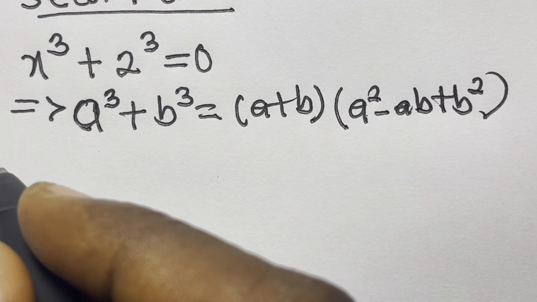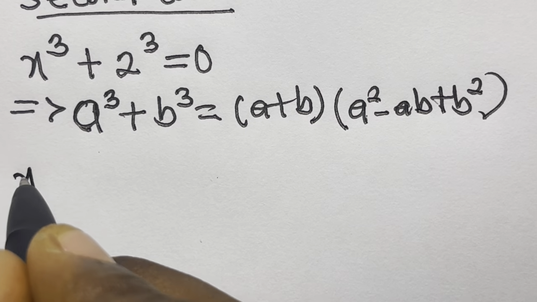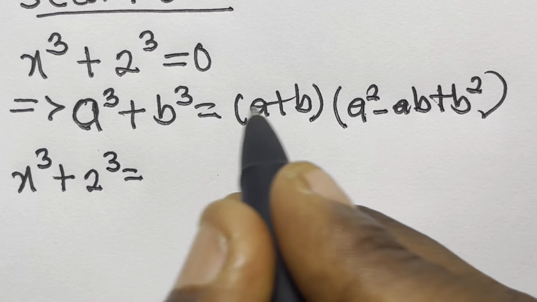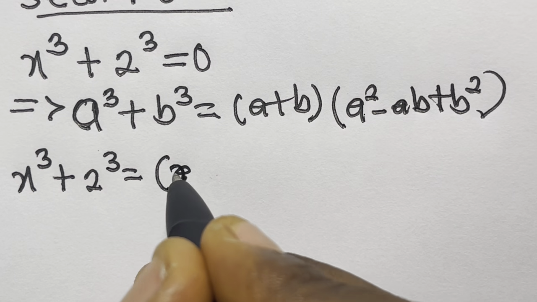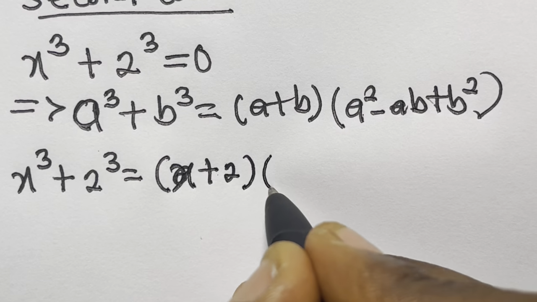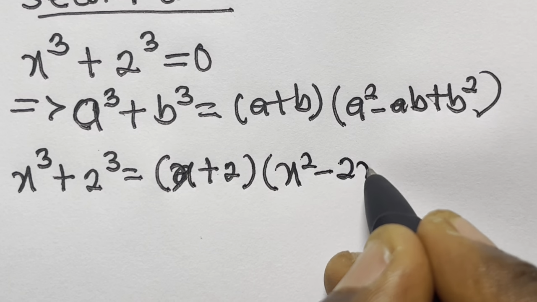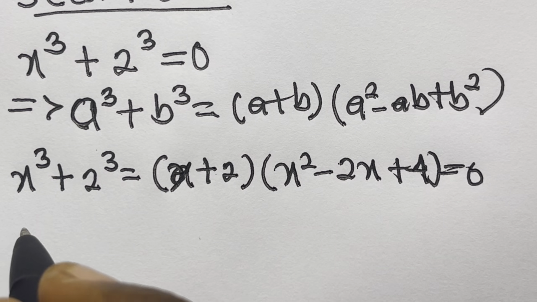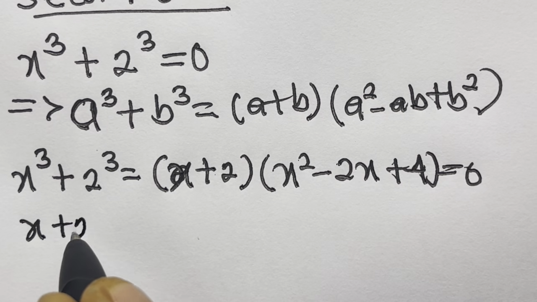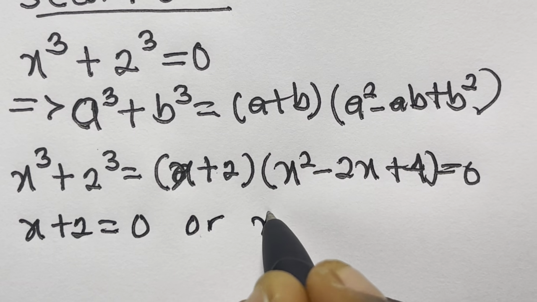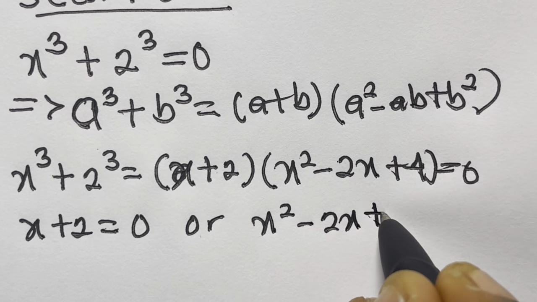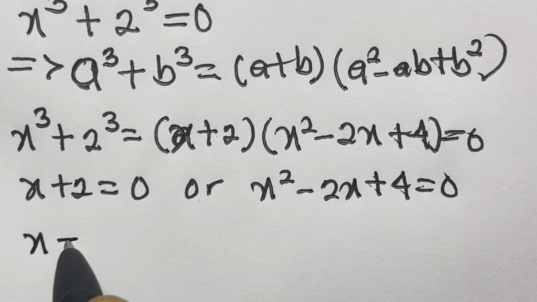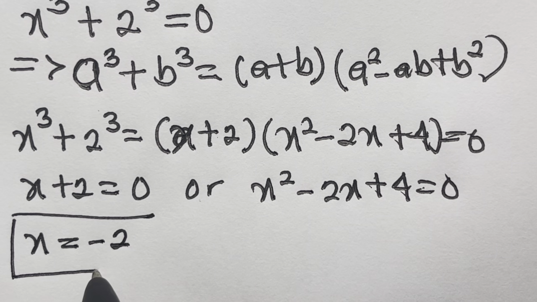So we are going to have x raised to the power 3 plus 2 raised to the power 3 to be equal to, applying this, x plus 2 multiplied by x squared minus 2x plus 4 equals 0. So we are going to have this equals 0 and this equals 0. So we have x plus 2 is equal to 0 or x squared minus 2x plus 4 equals 0. So for this we have x is equal to minus 2. So this is another solution.